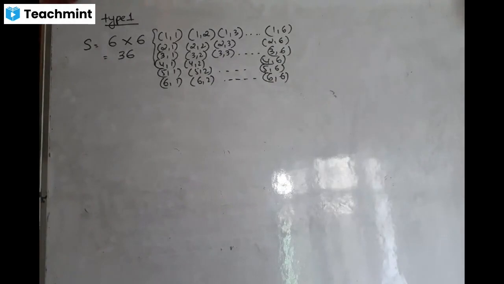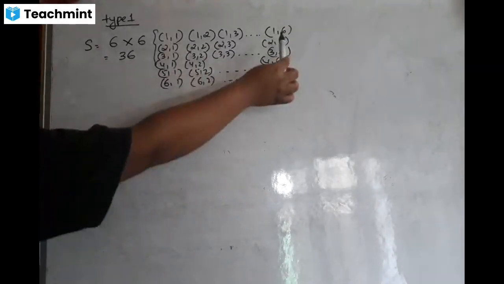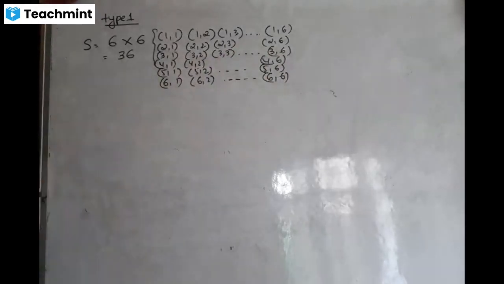Is that clear? So next time you do not write this. See, 6 outcomes and 6 outcomes. So 6 sixes are 36 outcomes. So this is more than enough. Is that clear? Now, see what you're supposed to find.